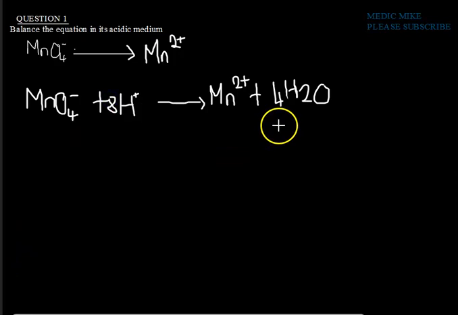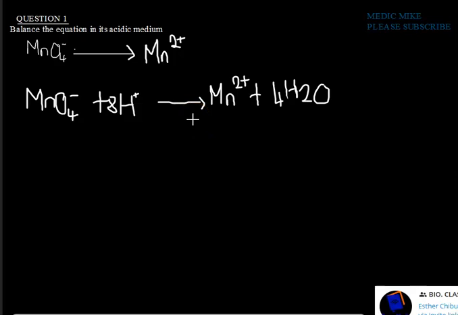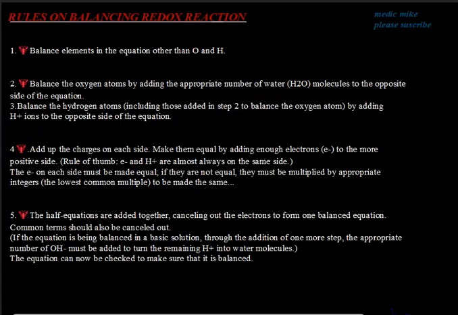So our number of hydrogen here is balanced, our number of oxygen here is balanced, and the only thing that is not balanced at this point is our charges. So our charge here is not balanced with this part. I will be looking at that in our rule 4. Now rule 4 is saying we should add up charges on each side. We should make them equal by adding enough electrons to the more positive side.